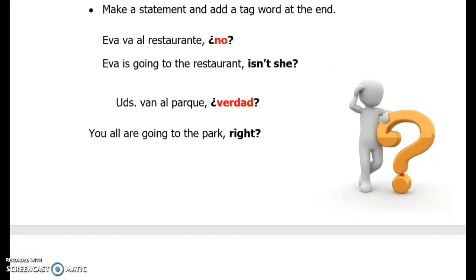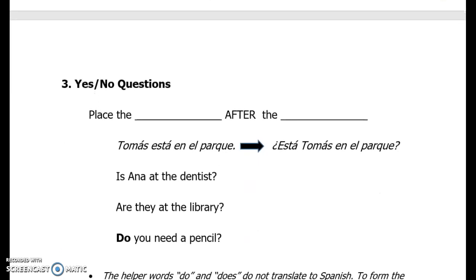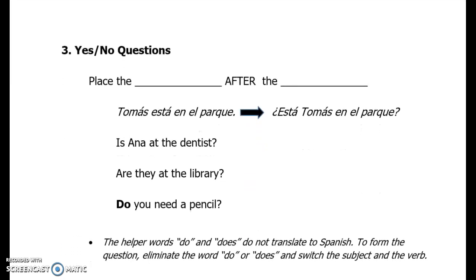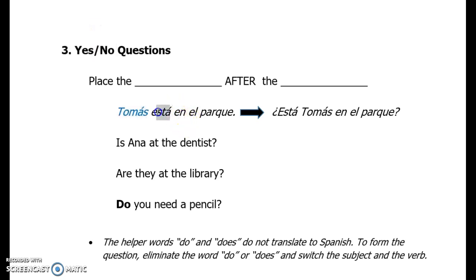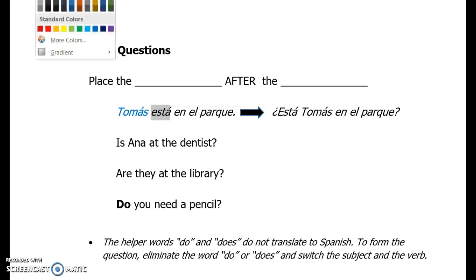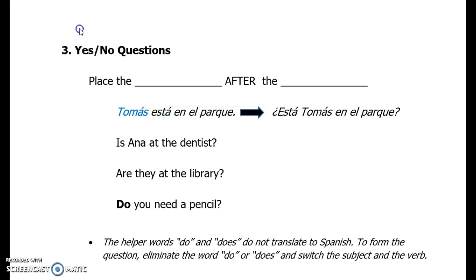I know I did that rather quickly because I want to spend the most amount of time on yes/no questions and using question words. This is going to be the most complicated for us. So what we're going to focus on here is in Spanish, you will see that we are going to place the something after the something. When we make a statement, we take our Tomás, and Tomás would be our subject. And then Tomás is doing something. In this case, what he's doing is being, and he is being in the park. Tomás is your subject. Está is your verb.